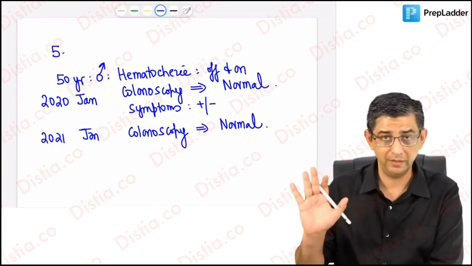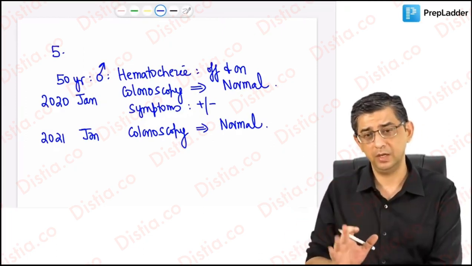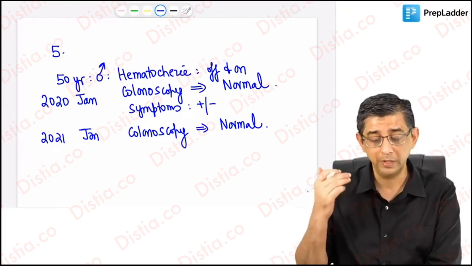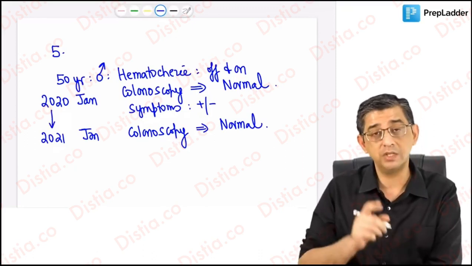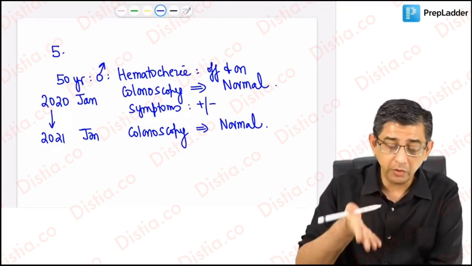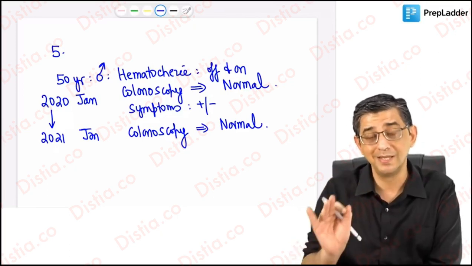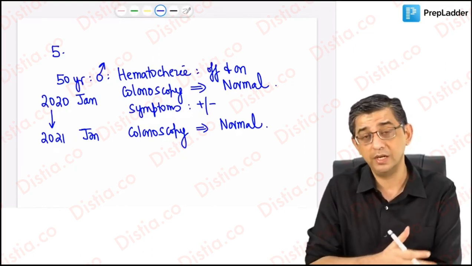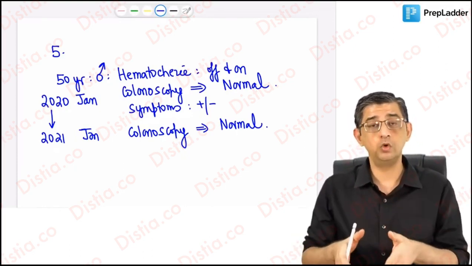He's not losing weight. He's not having any cachexia. He says, otherwise, I'm healthy. I'm eating well. My appetite is fine. But my two colonoscopy reports are normal over a span of 1 year. Please appreciate that if it was a cancer that was missed in 2020, by 2021 it would have become of a sufficient size that you can pick it up. So it's very, very unlikely that the standard causes that I've discussed with you are likely to be missed, because gross lesions would be present over a 1 year period.